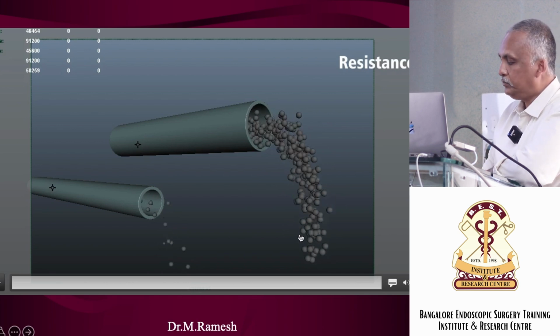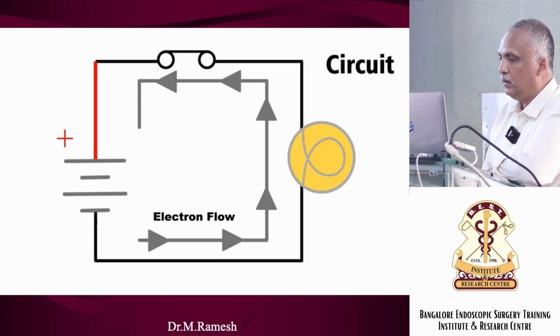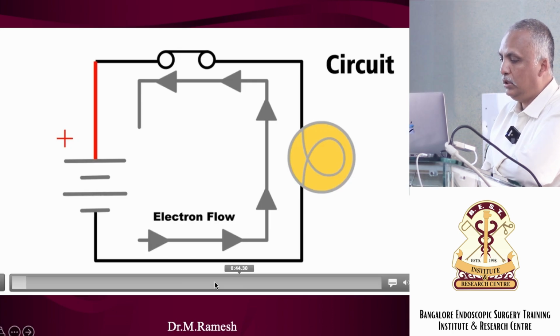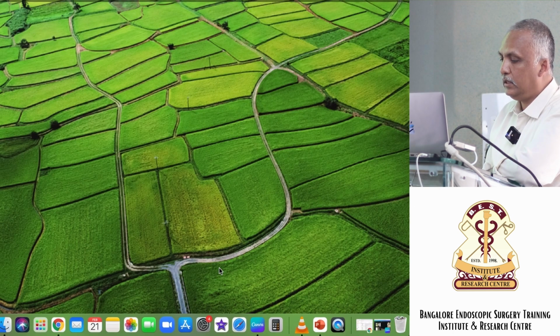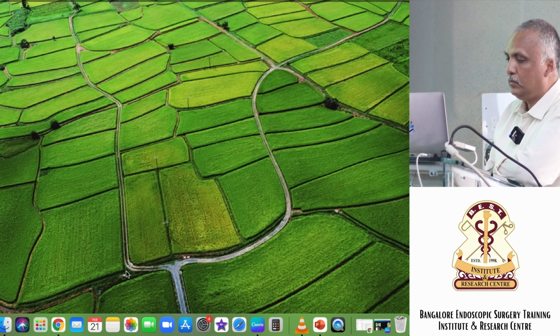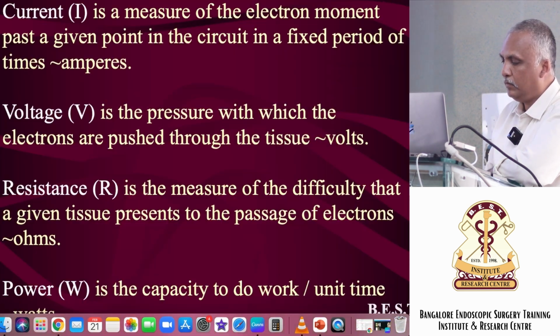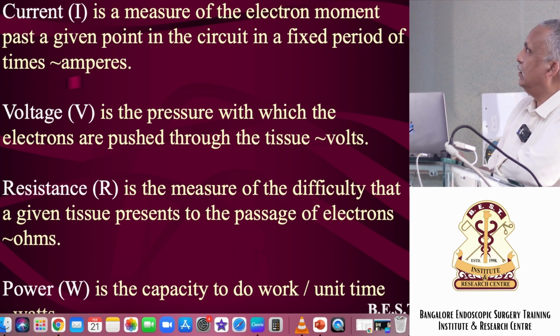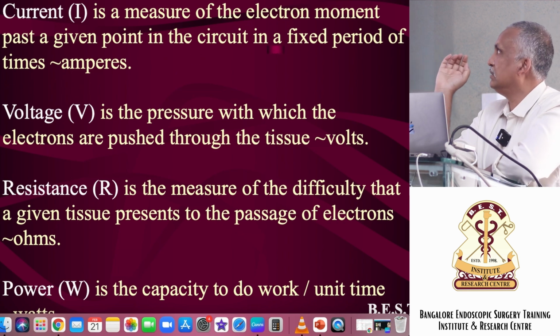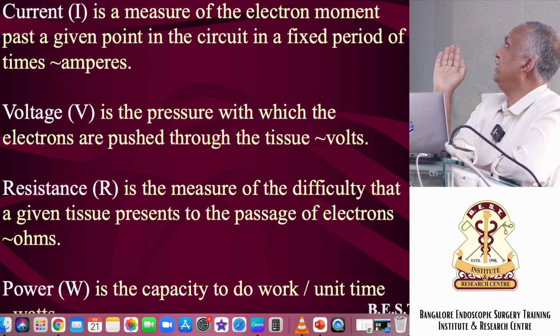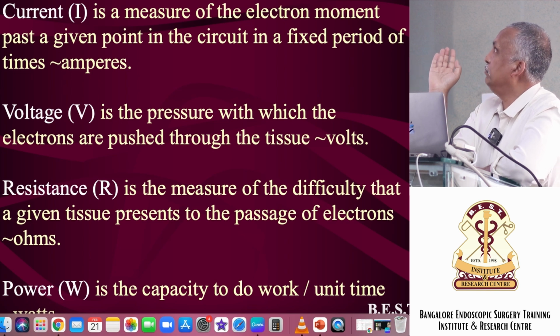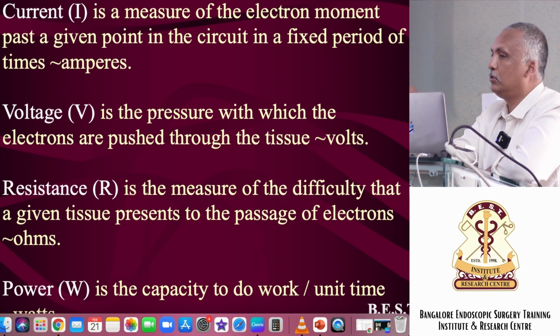So what I want to tell you is, these are the definitions. Current is a measure of electron movement past a given point in a circuit. So it is always moving, the current is moving. Voltage is the pressure with which electrons are pushed to the tissue.